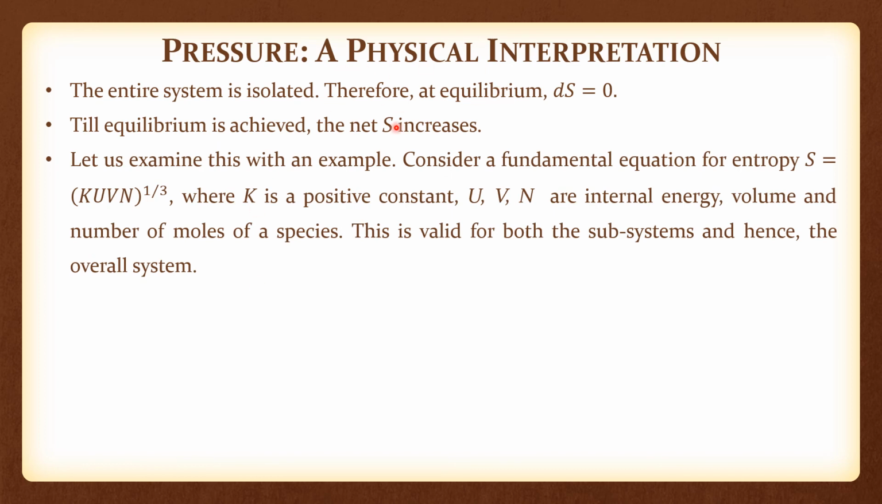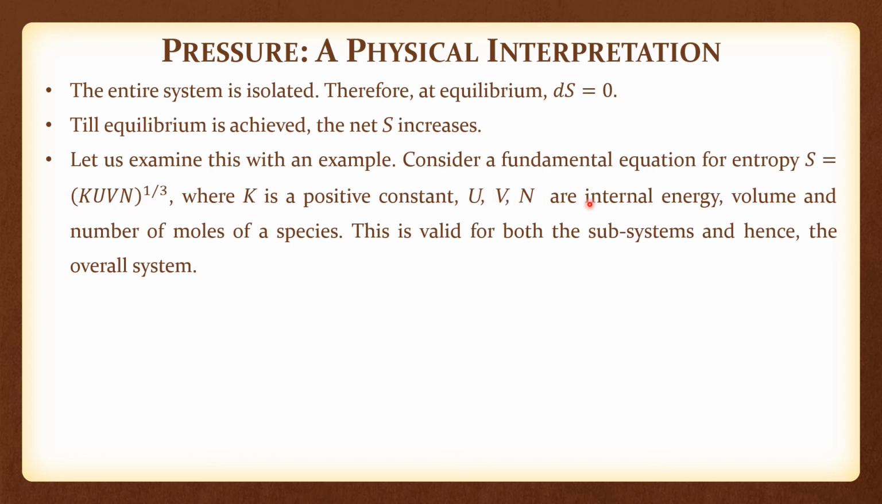So let us consider an example. Here is a fundamental equation for entropy. S is equal to some K U^(1/3) V^(1/3) N^(1/3). Now, in constructing such hypothetical fundamental equations, you have to keep in mind that U, V and N are extensive properties, and S is also an extensive property, and therefore if U is doubled, V is doubled, N is doubled, S has to be doubled, and so on and so forth. K has to be a positive constant because entropy cannot be negative. For that matter, none of these can be negative. Energy cannot be negative, volume cannot be negative, number cannot be negative.